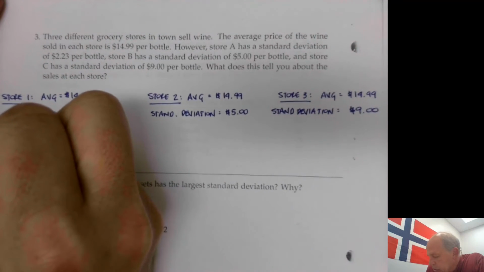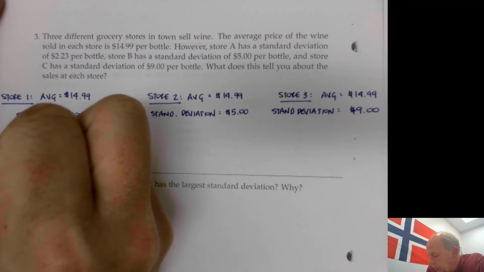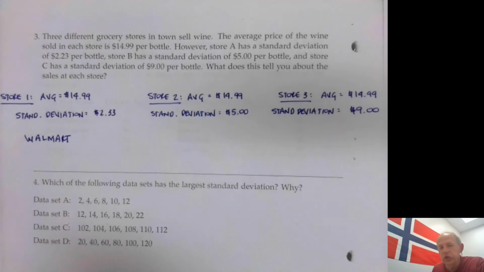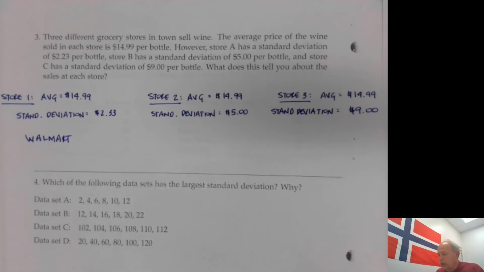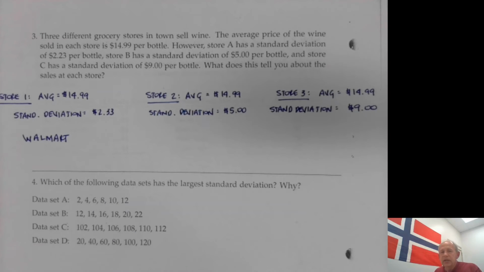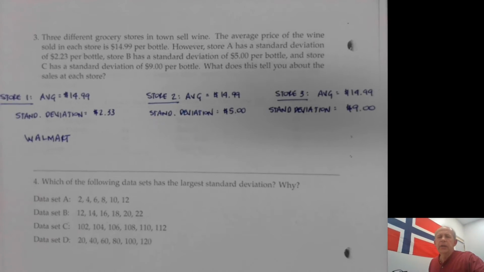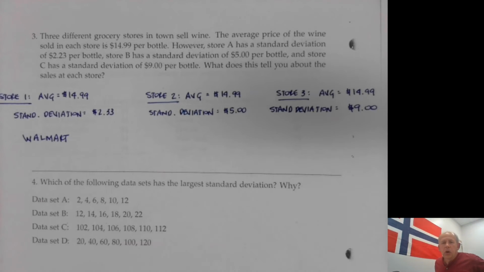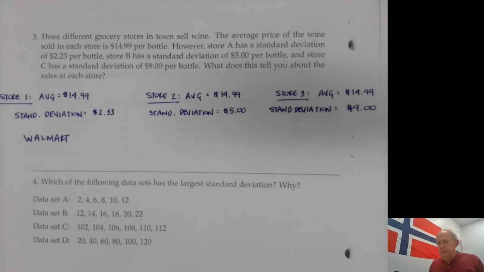Store number 1 would probably be a Walmart, a very general store. In terms of their standard deviation being small, it indicates there's not a lot of variety in their products, not a lot of variety in cost or quality. Everything is pretty tight. Everything is sort of the same.